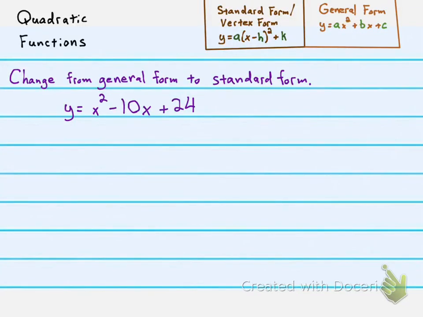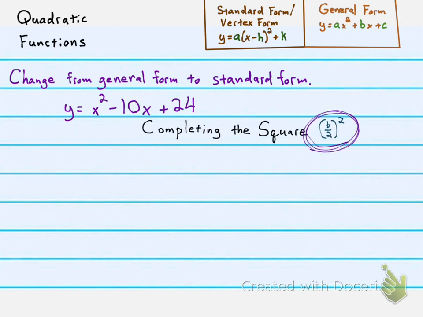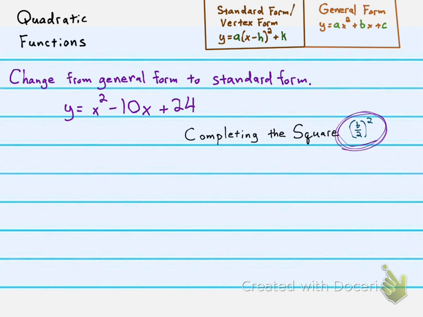We're going to change this quadratic equation from general form, the way it's in right now, and put it into standard form. The way we're going to do that is by completing the square. If you look at it right now, it doesn't factor into a perfect square. This constant right here is not the right number.